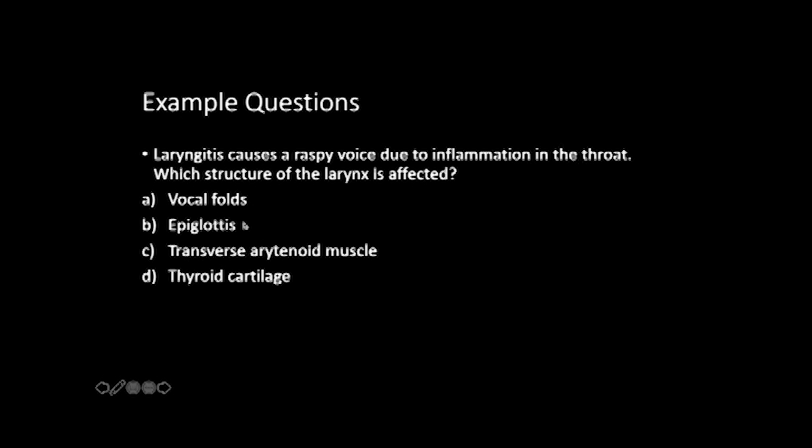So epiglottis has nothing to do with that. It's about blocking off the trachea when we're swallowing food. Transverse arytenoid muscle, possibly it does help create sound, but more likely it would be that you couldn't create higher pitch sounds, you couldn't move the ligaments as much. Thyroid cartilage, again, that's just protection for the larynx. So the answer here is vocal folds, which do cover the vocal ligaments, which actually produce the sound.